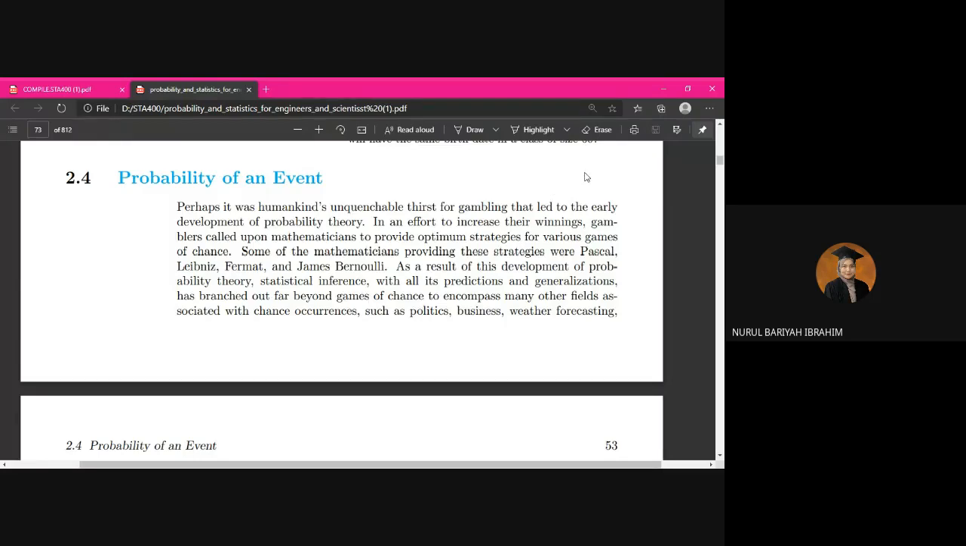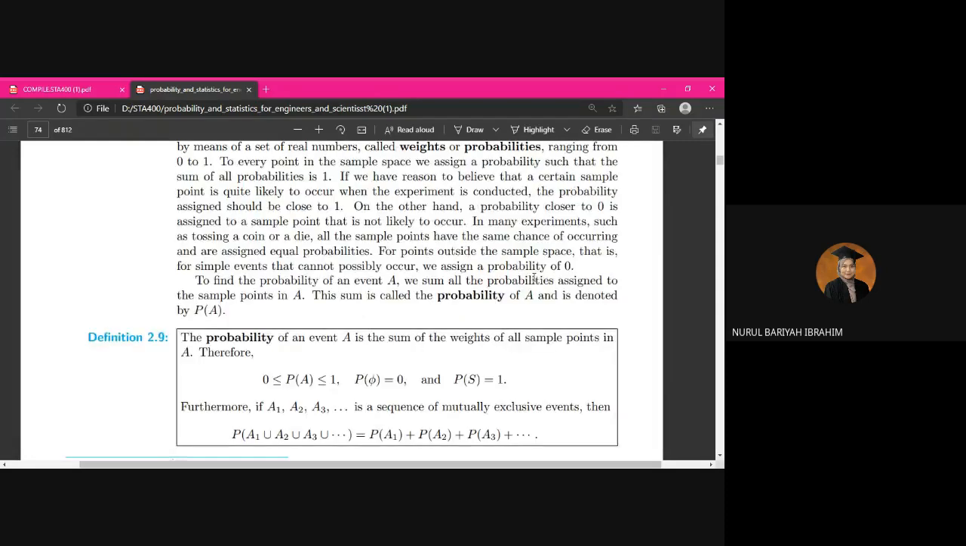Okay, Assalamualaikum. So for the next topic adalah probability of an event. So barulah kita akan masuk kepada probability hari ini. Okay, so what is the probability?